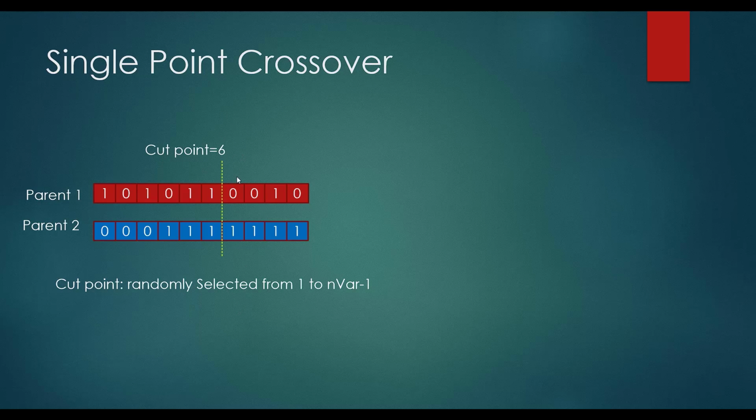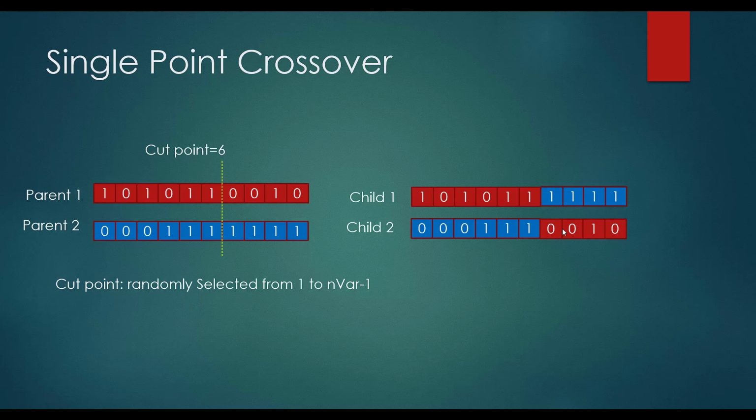So this line is our cut point, and we wanted to generate two children or offspring, and child 1 would be something like that. So for child 1, the first part is taken from the first part of parent 1. So this is the first part of parent 1. The second part of child 1 would be the second part of parent 2, and this would happen for child 2 vice versa. So the first part of child 2 would be the first part of parent 2, and the second part of child 2 would be the second part of parent 1.